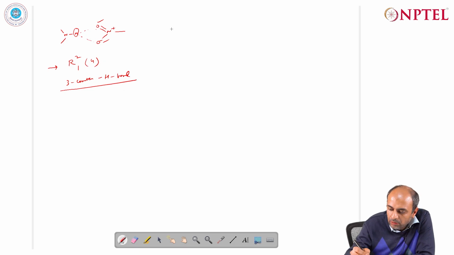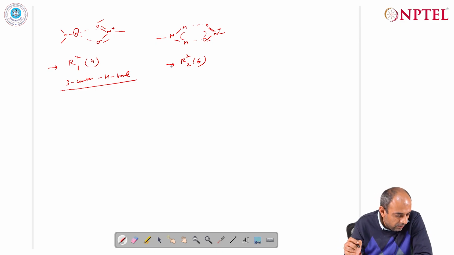We can have amino functionality which can interact with the nitro group, and here it will be R22, 1, 2, 3, 4, 5, 6. So this is the graph set descriptor, and this is a case of an NHO hydrogen bond.